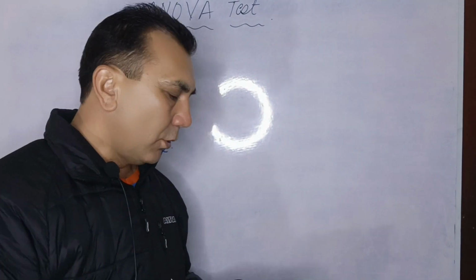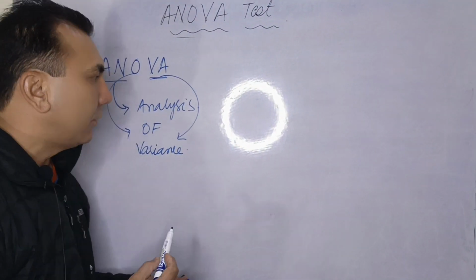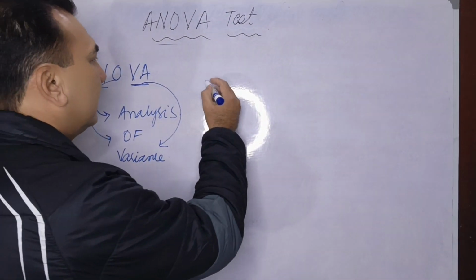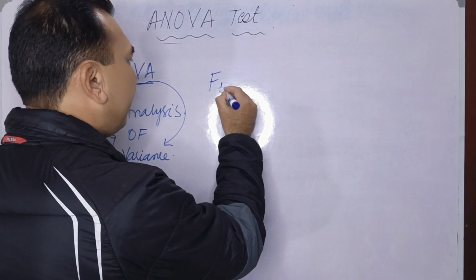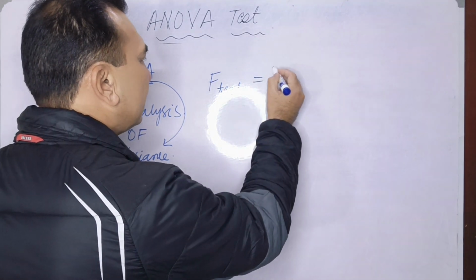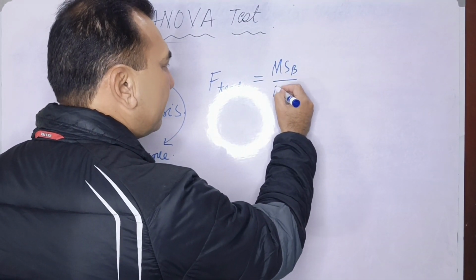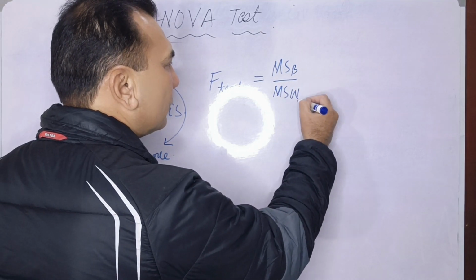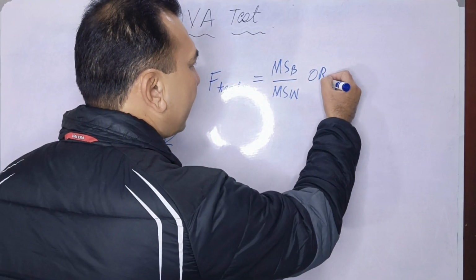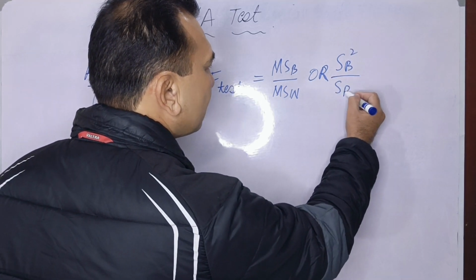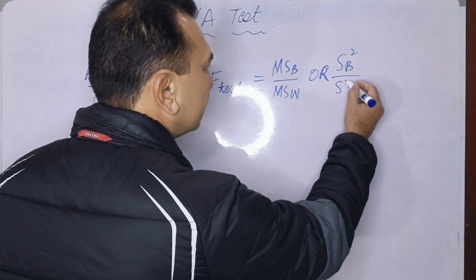Let's make our concept clearer with the formula of ANOVA. The F-test is equal to the mean square between the groups divided by the mean square within the groups.